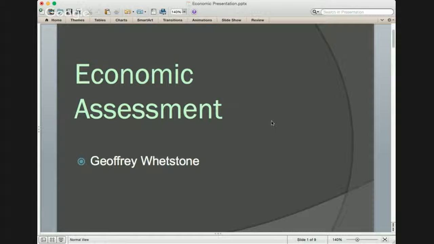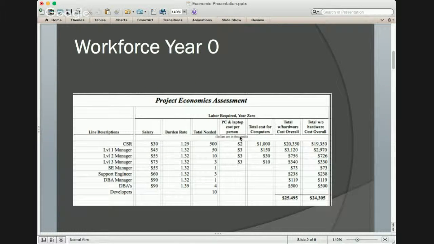So, based on the rubric, or based on the notes from the managers meeting, this is the economic assessment that I was able to give for the new software updates. So, the workforce, this goes through the first couple slides. We'll go through the spreadsheets that I created, showing the costs that it will require for all the employees from year 0 to 5.